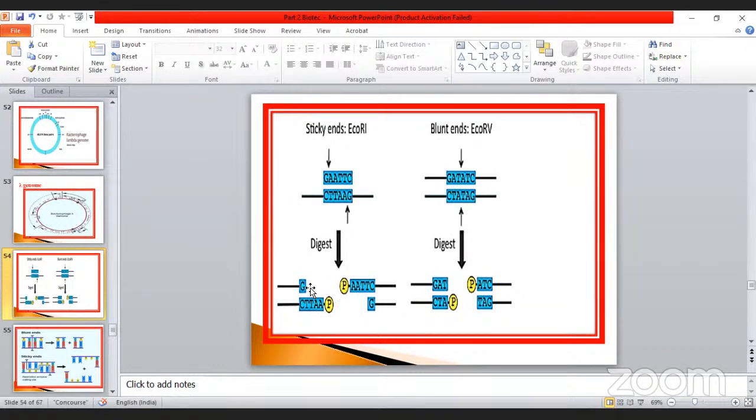Divisions. This is considered a sticky end. It can be easily bound with this one. This is also a sticky end. This can be easily bound with this one. Here, this type of division is called a sticky end.